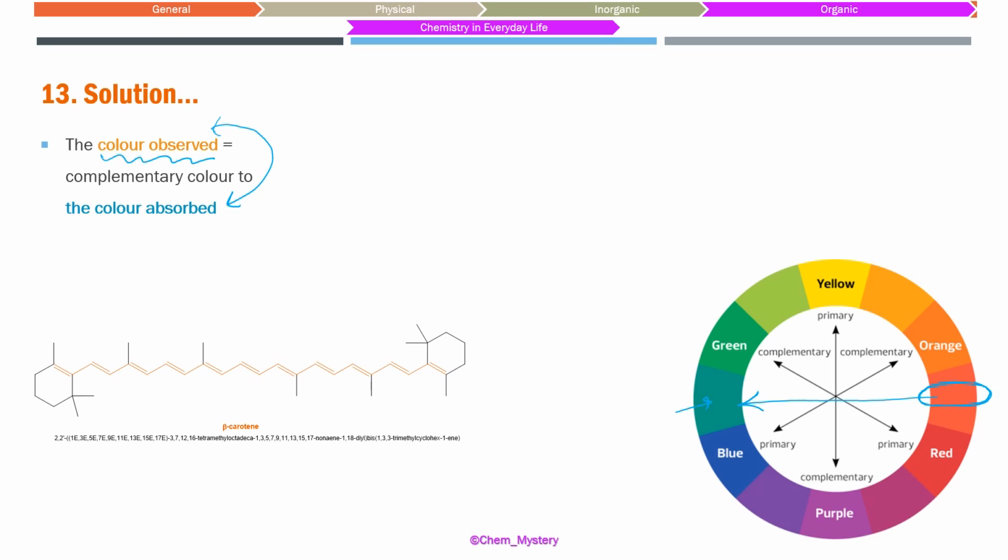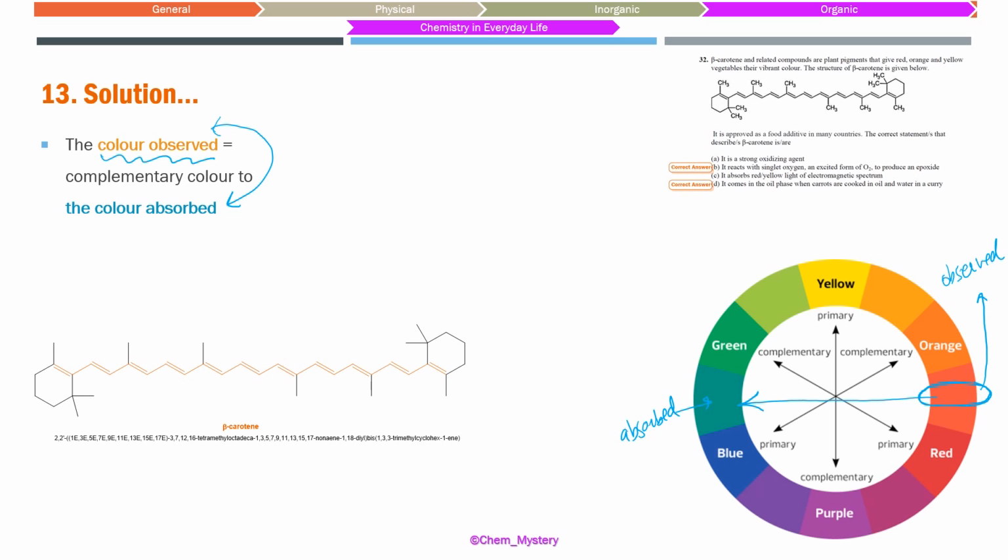Okay, so the options we had seen: the second option, that it reacts with singlet oxygen, was correct, because this can very easily form some epoxides. And the last option, it comes in the oil phase when carrots are cooked in an oil medium in water. When we have oil and water, of course this is going to mix with the oil phase, not with the water phase. That is the correct thing.